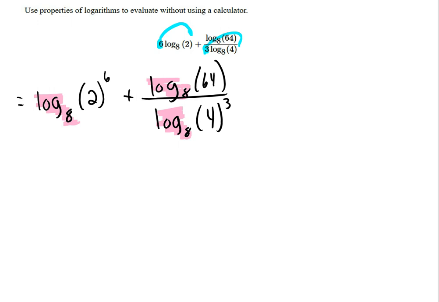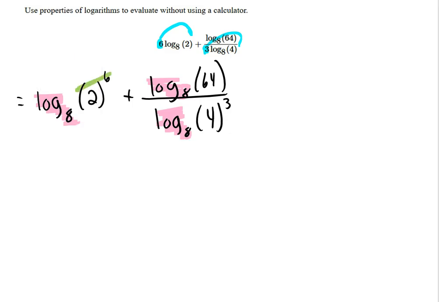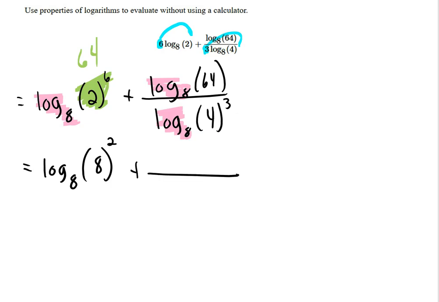Instead of 2 to the 6th, let's see. Instead of 2 to the 6th, 2 to the 6th is actually 64. But what they did is they wrote this as log base 8 of 8 squared. They made 64 an 8 squared. And then they went over here, and here's another 64. So they wrote that one as log base 8 of 8 squared also.